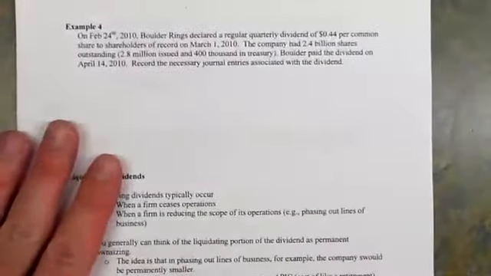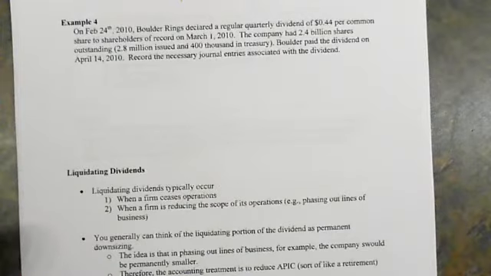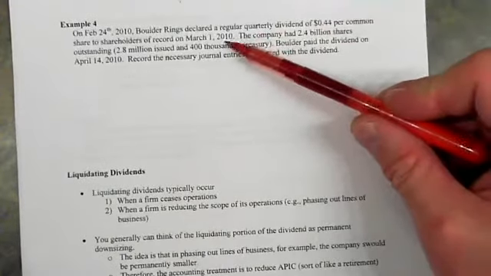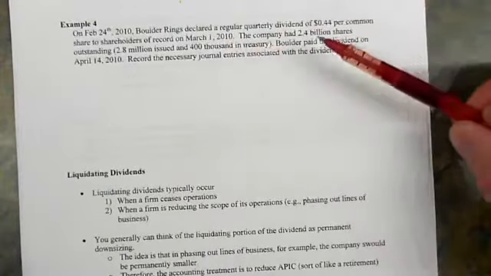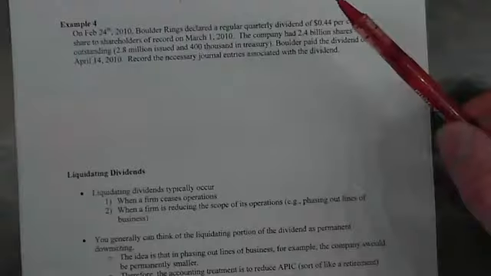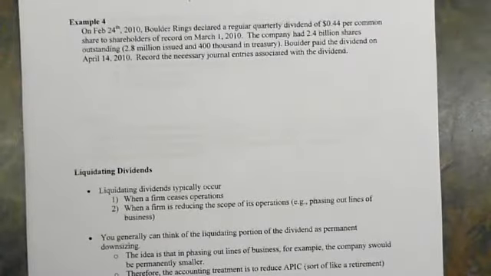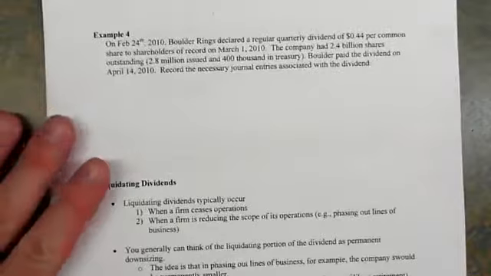Looking at this example, on February 24th, 2010, Boulder Rings declared a regular quarterly dividend of 44 cents per common share to shareholders that they had on record on March 1st, 2010. The company had 2.4 billion shares outstanding. And they paid the dividend on April 14th, 2010. So now we have to record the necessary journal entries.